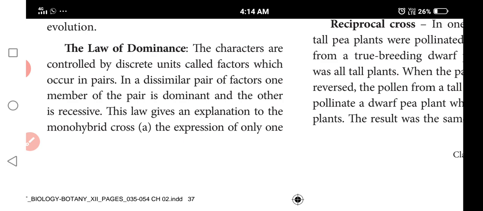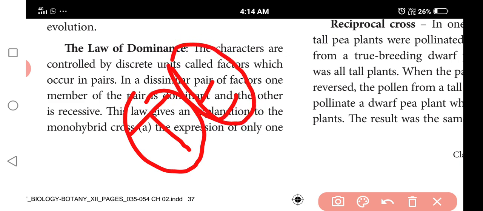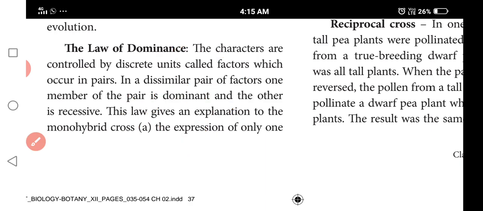In the monohybrid cross, the F1 generation plants are all tall. The tall character refers to the dominant character. So the law of dominance says that dominant characters appear in the F1 generation. In a dissimilar pair of factors, one member is dominant and the other one is recessive. Here tall is the dominant member and the other member is recessive. This law gives the explanation of the monohybrid cross.